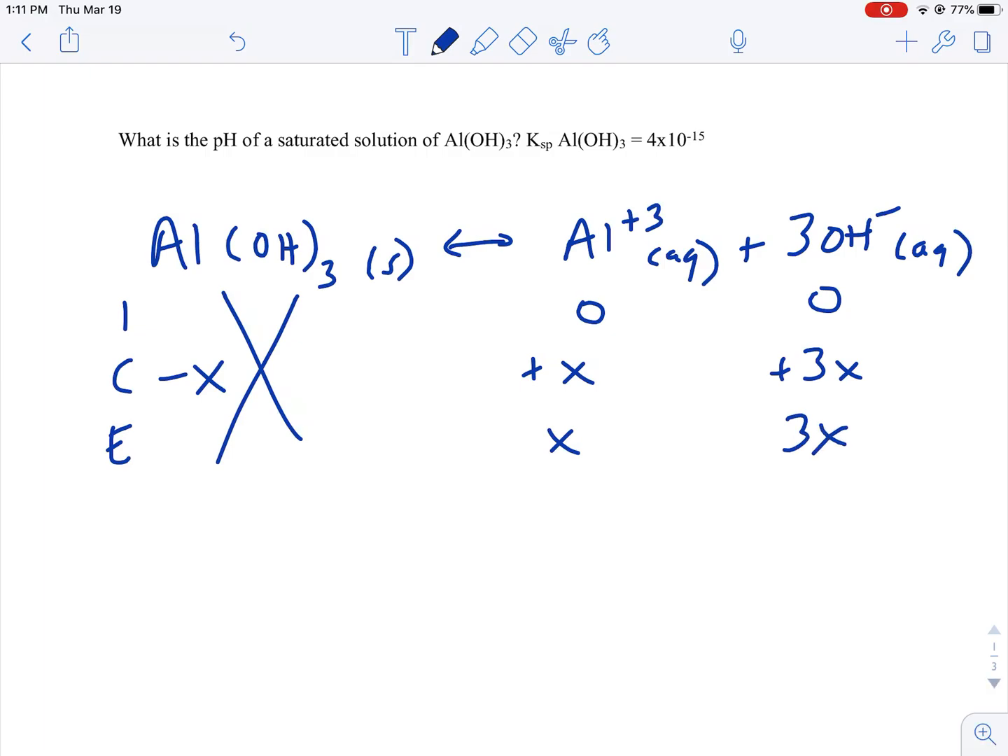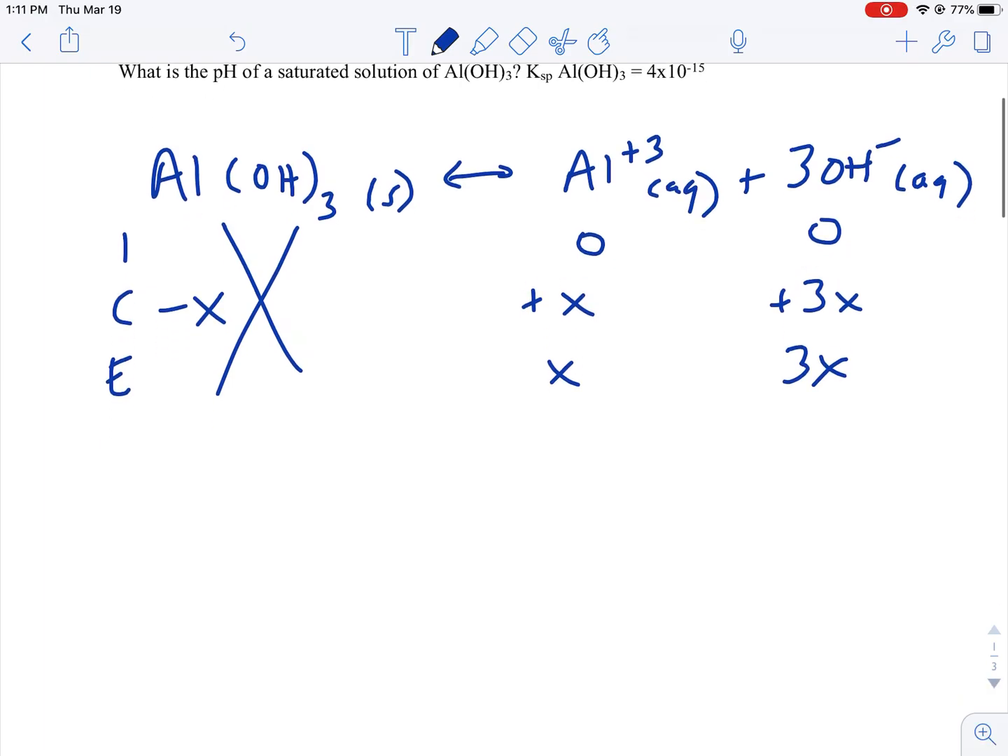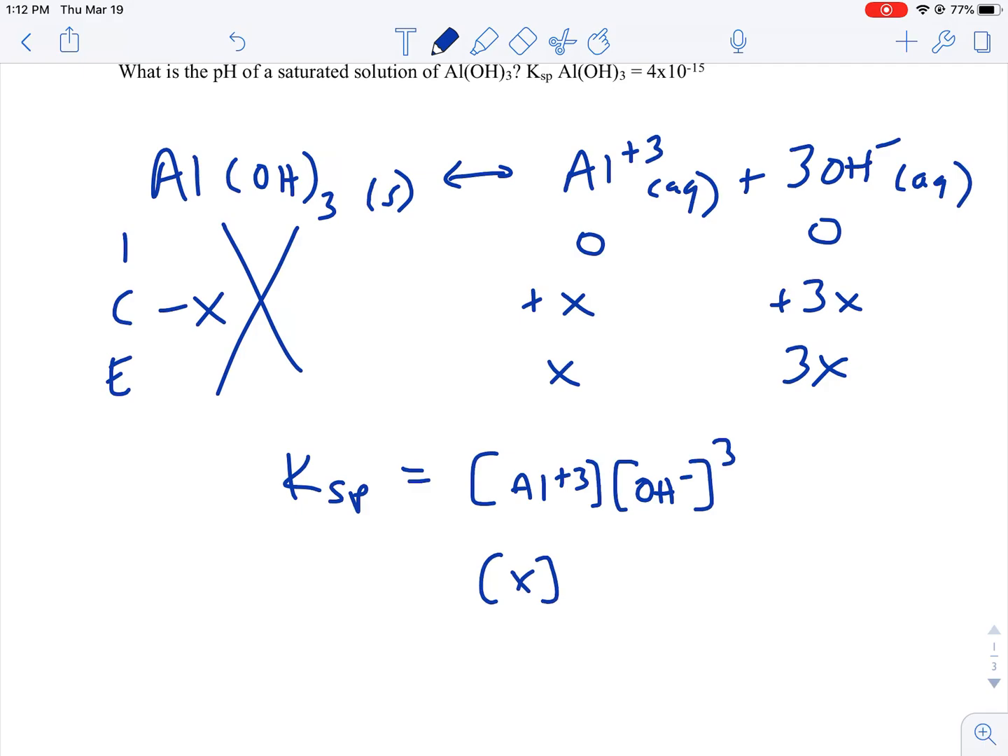All right, so once we have our ICE table filled out, we can now go on and write an equilibrium expression. Again, solids don't get included. So we're going to have aluminum ion concentration to the first power. We're going to have the hydroxide ion concentration being cubed. And we go ahead and plug in our values from our ICE table, X and 3X. And again, that 3X is being cubed. And we're going to set that equal to the KSP given to us at the beginning of the problem.